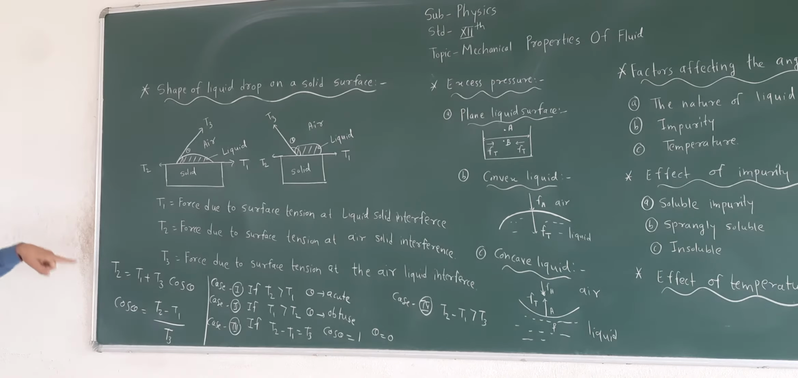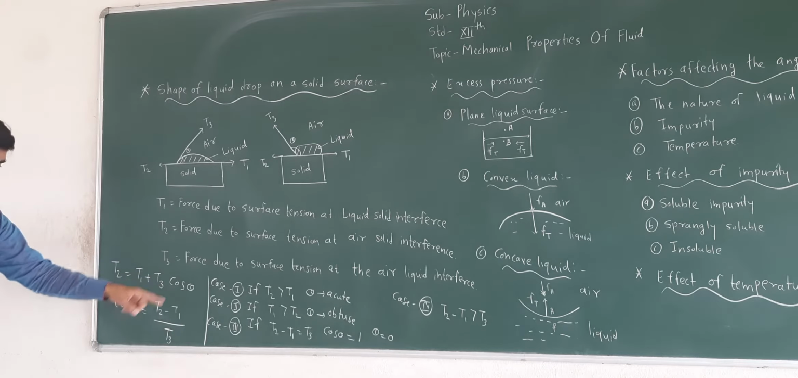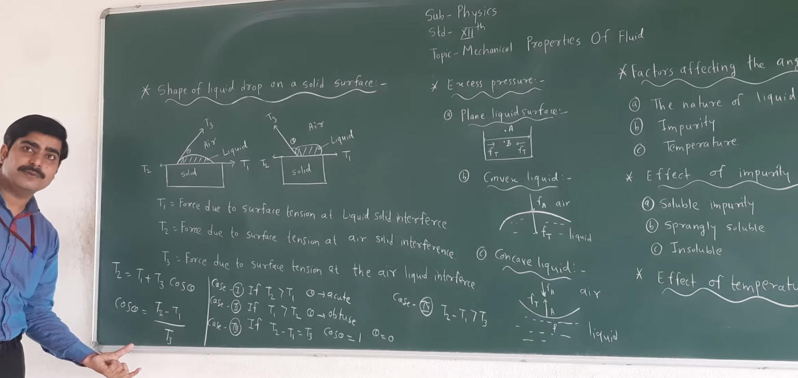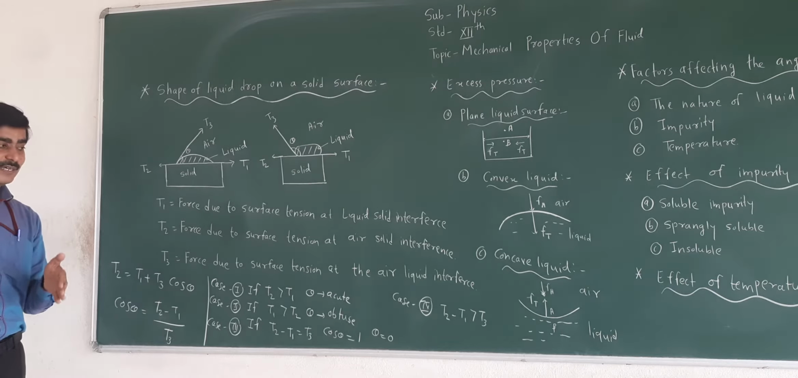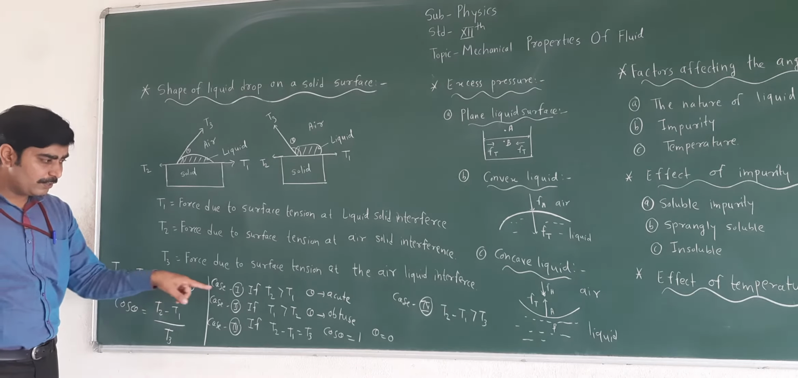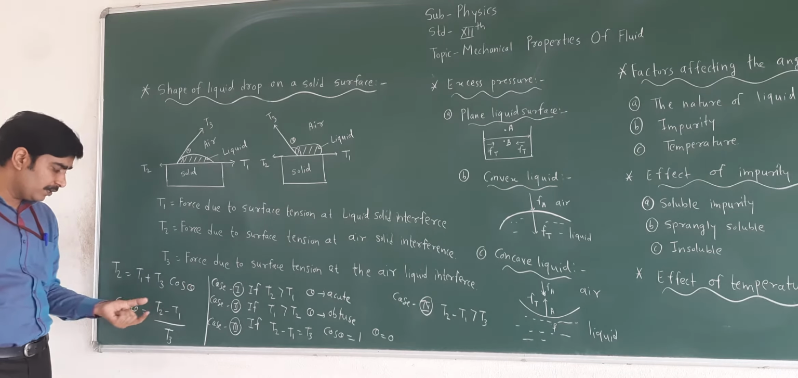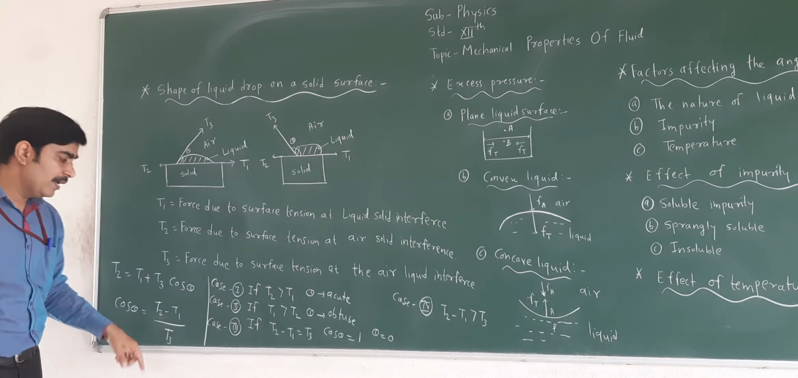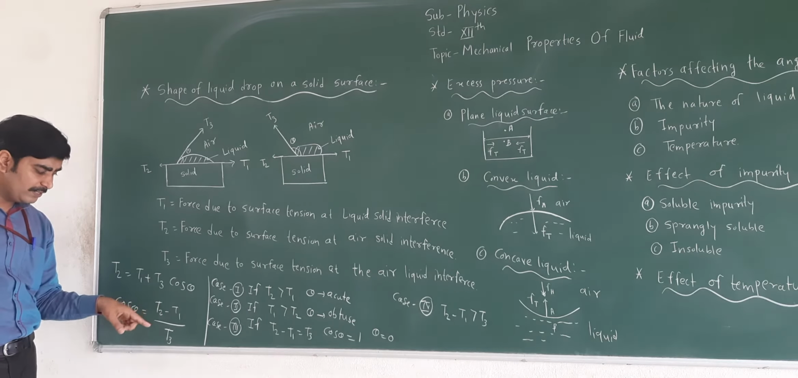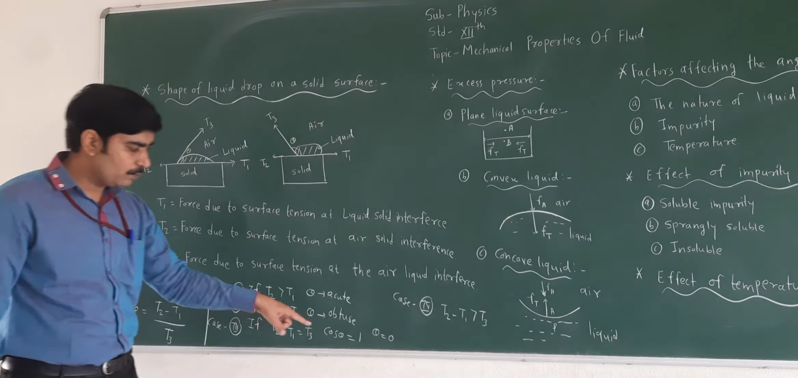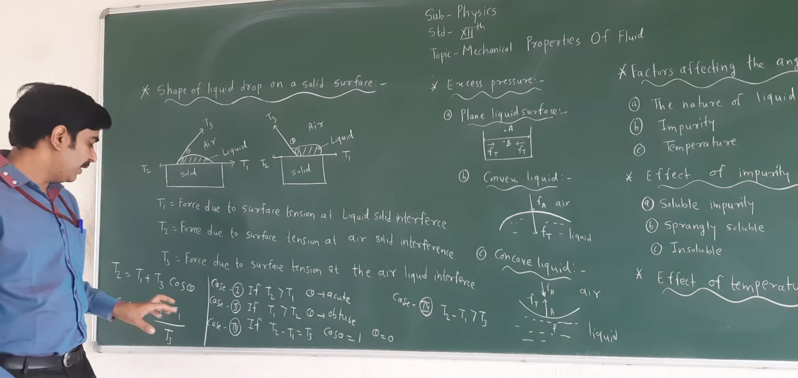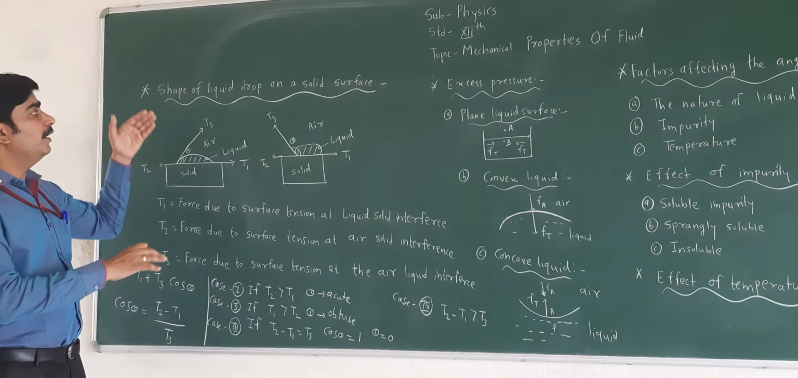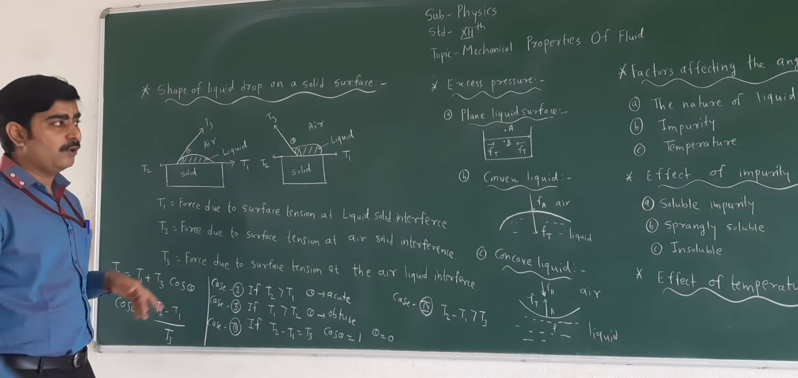So what is the condition? T2 is equal to T1 plus T3 cos theta, so cos theta is equal to T2 minus T1 upon T3. This is the mathematical condition. Here we have tried the different cases. In case 1, if T2 is greater than T1, then theta is acute. If T1 is greater than T2, then we get a negative value, so theta is obtuse. In case 3, if T2 minus T1 is equal to T3, then cos theta is equal to 1, so theta is equal to 0. And if T2 minus T1 is greater than T3, then there will be no formation of the liquid drop, and it will start spreading all over.